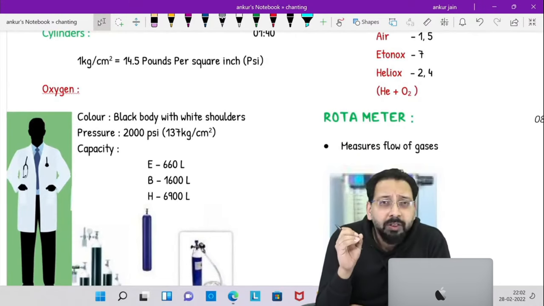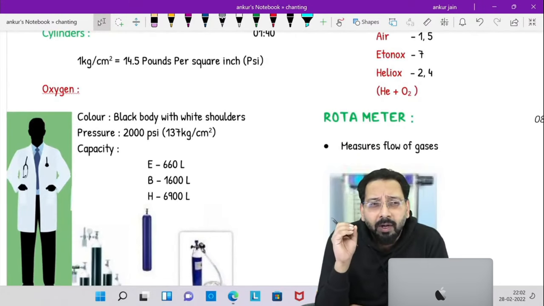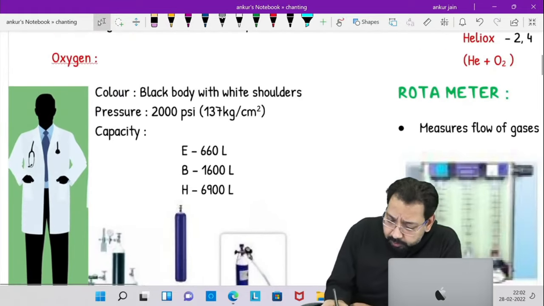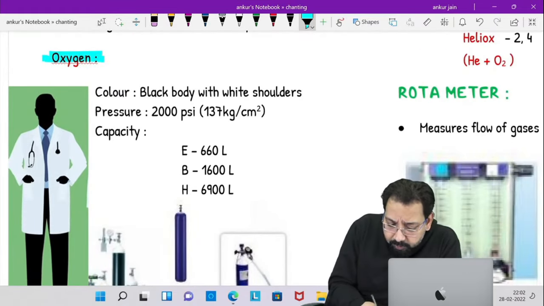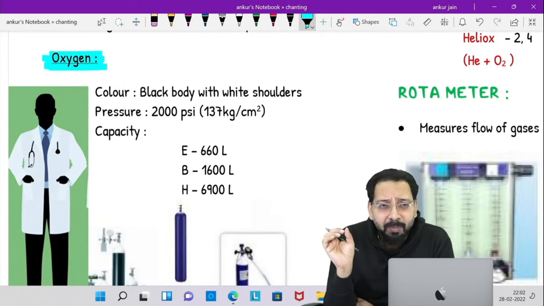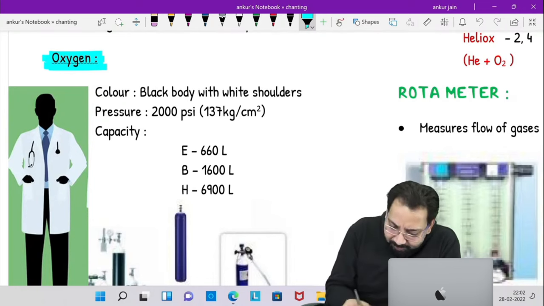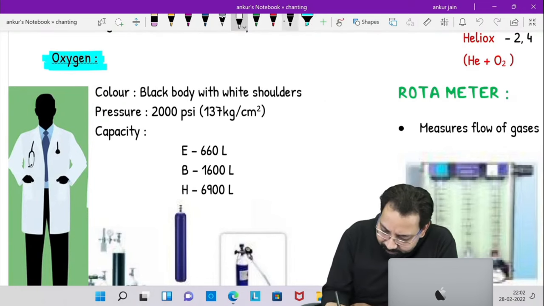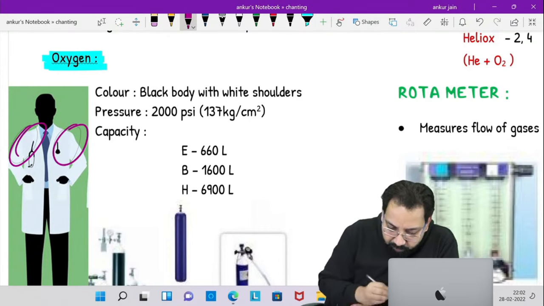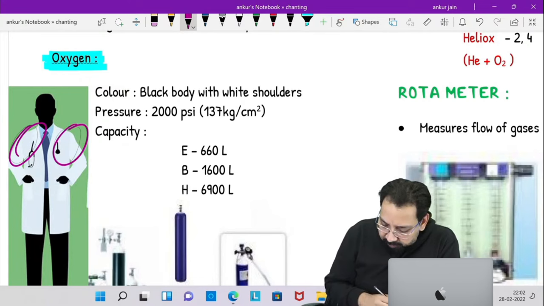The most common question you will find is the color of the cylinder. Yes, that is the oxygen cylinder. I relate oxygen to white, and a man in black, just like I am a man in black wearing a white apron. So oxygen, this is oxygen.